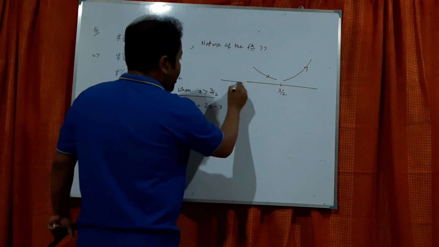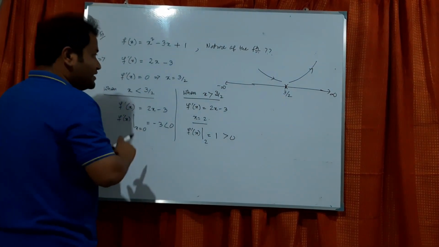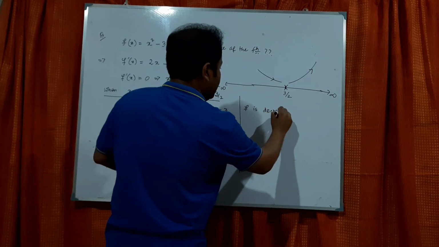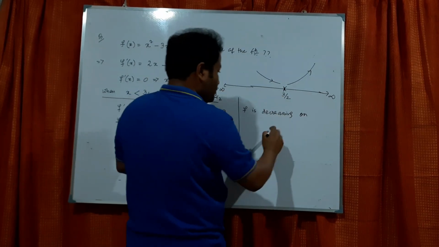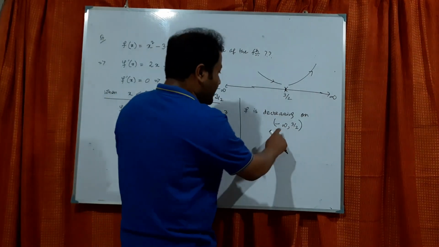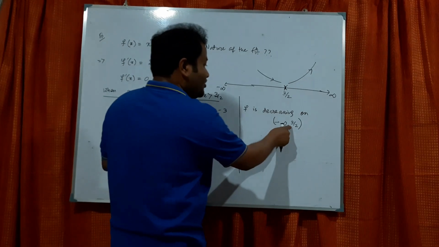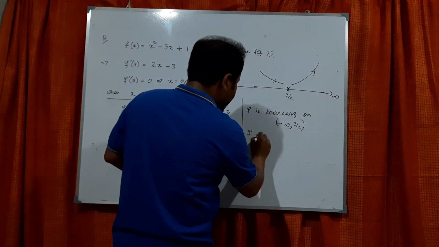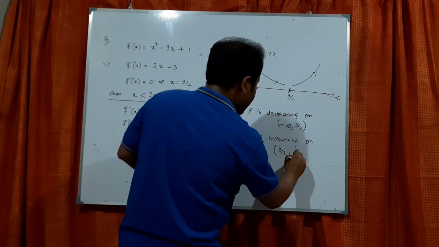The function, that means from minus infinity to 3 by 2, f is decreasing on the whole left portion of 3 by 2. So minus infinity to 3 by 2, open interval. What is the meaning of open interval? That means we are not considering the end points. We are considering all the points in between the endpoints. So we are not considering 3 by 2 because at 3 by 2 the value is 0. So anyway we will not consider it, and f is increasing on 3 by 2 to positive infinity.